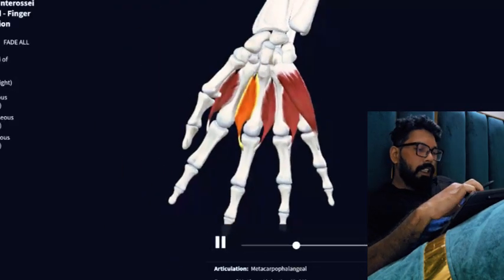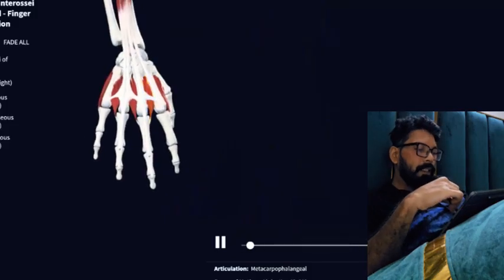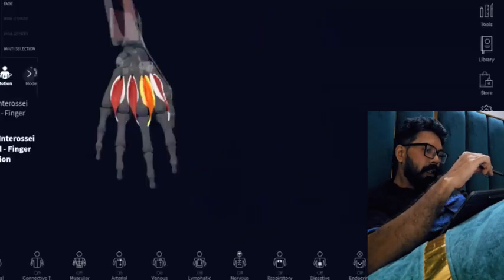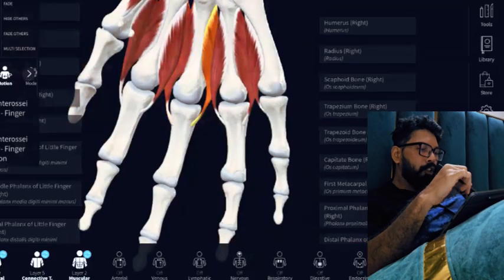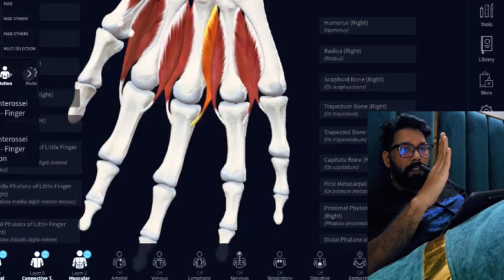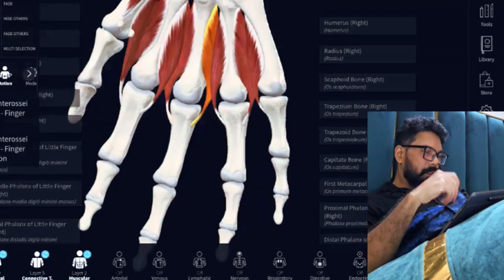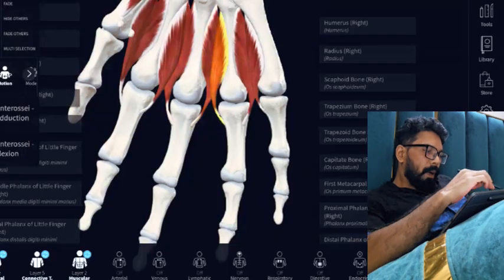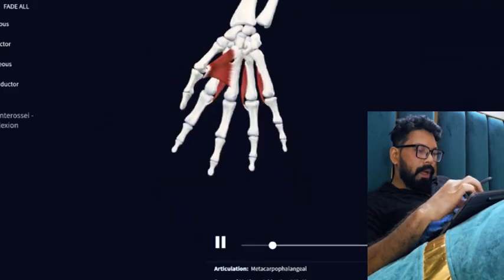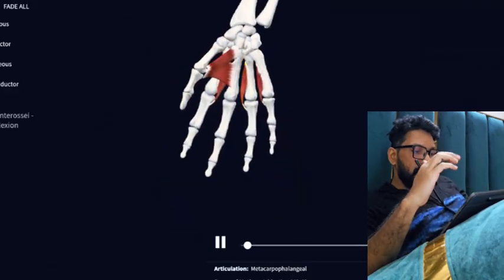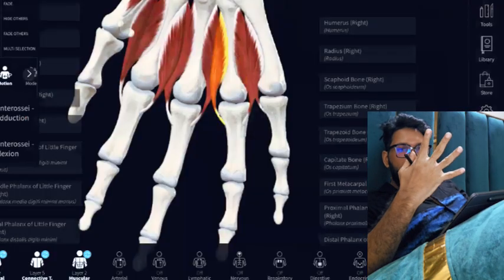Dorsal interossei will spread your fingers. Spread your fingers like that. And palmar interossei will bring your fingers together. Close the gap. Now you can see that palmar will close the gap. Palmar will close your hands, and dorsal will make gaps in between your fingers.